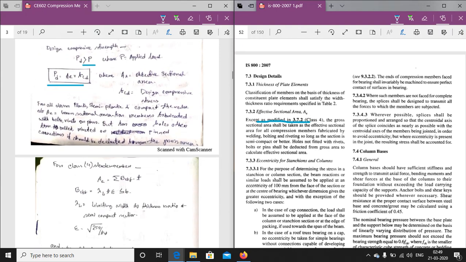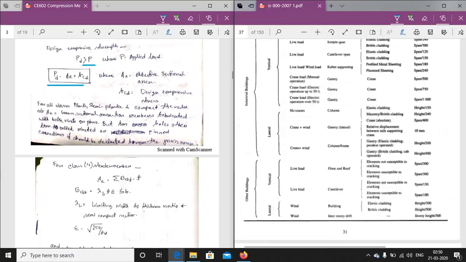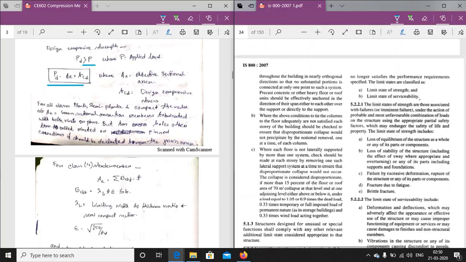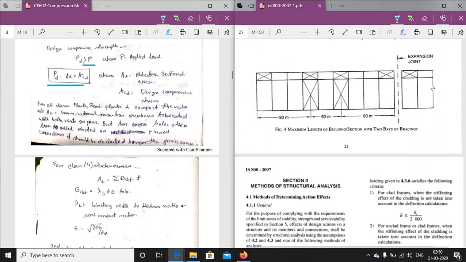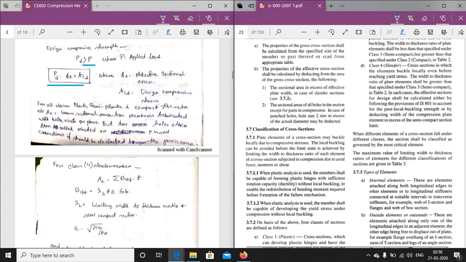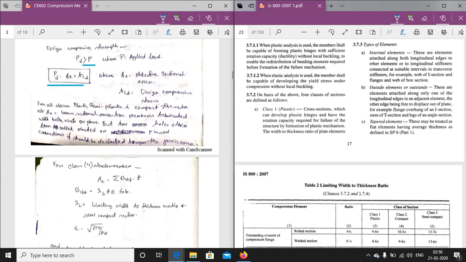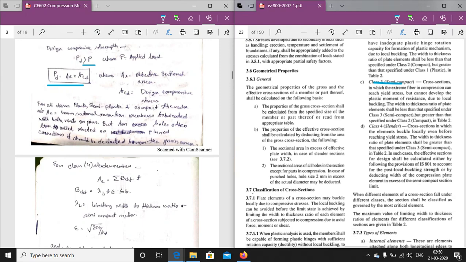Now the effective area AE is dependent on the various classes of buckling. How many classes are there? There are 4 classes. If we go to 3.7.2, these are the buckling classes. Class 1 is the plastic class, you know that. Class 2 compact, class 3 semi-compact, and class 4 is the slender class section.